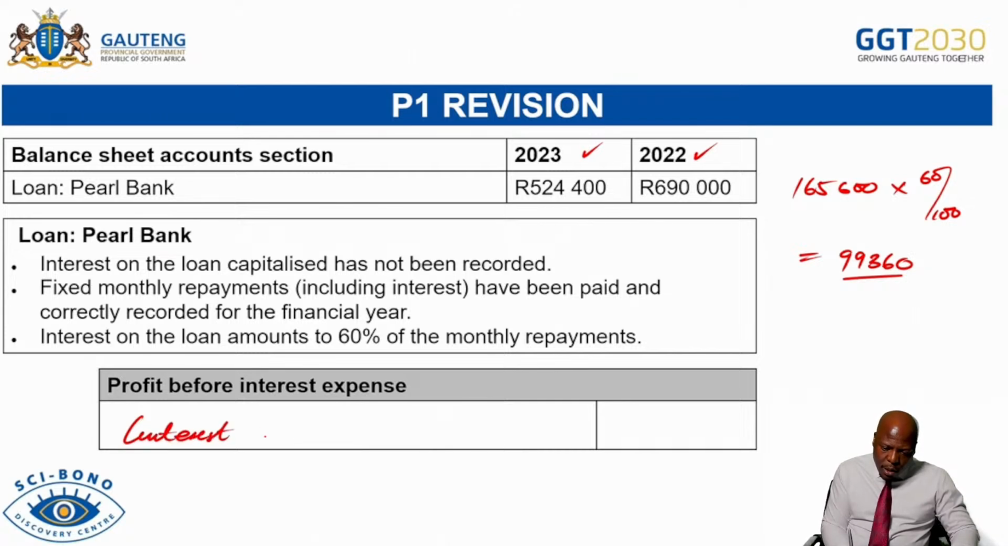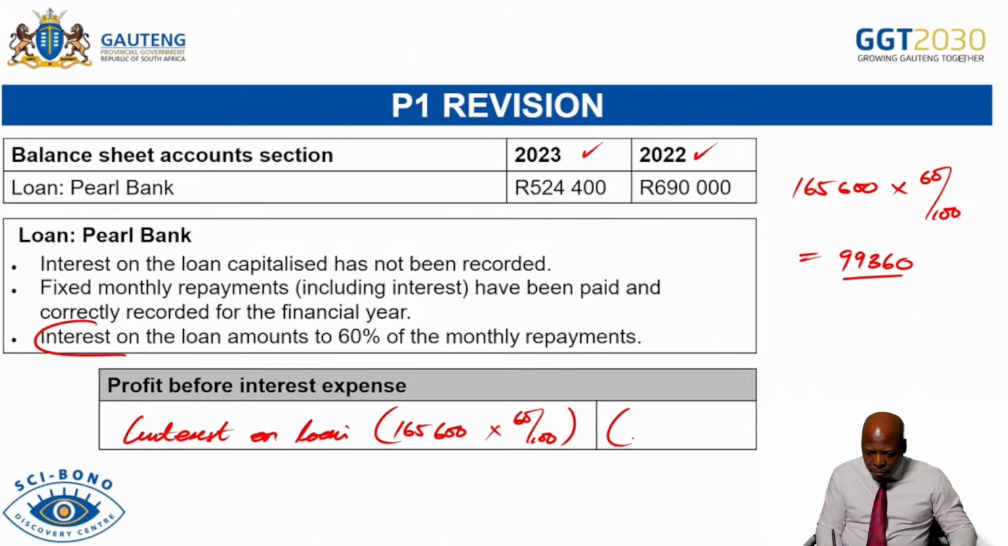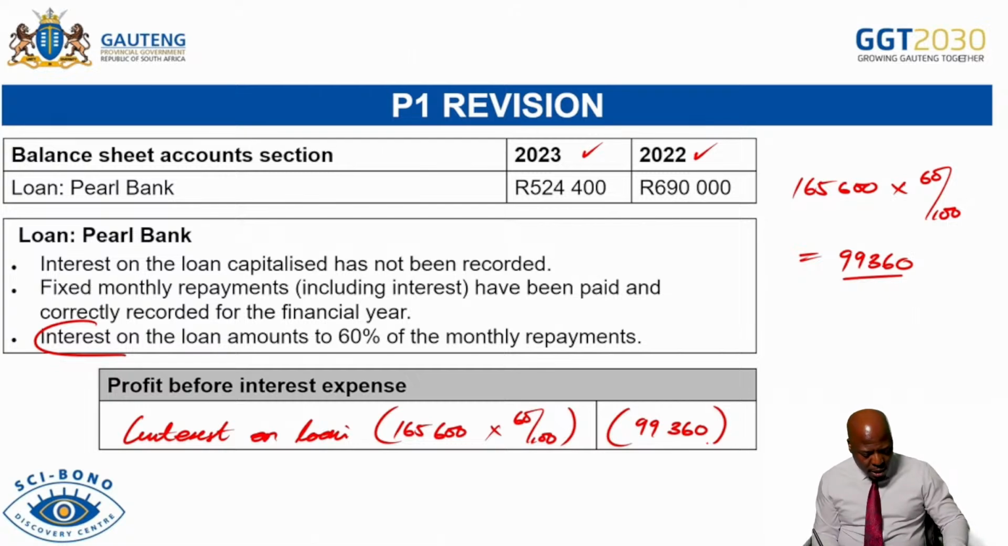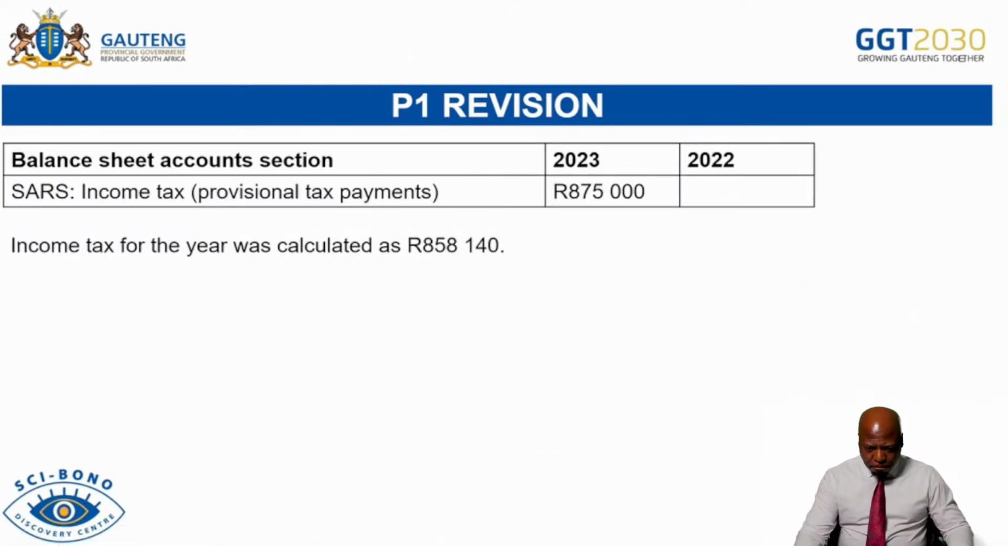Okay, so remember, show calculations in brackets. Here I have my 165.6 and then I'm getting 60% of that, which is the interest on the loan. So that is going to give me my 99,360. That becomes the interest expense. Okay, let's go on to the next one. It says income tax for the year was calculated as, all right.